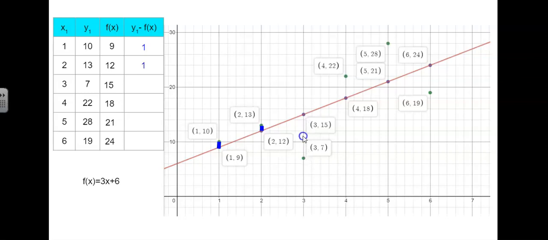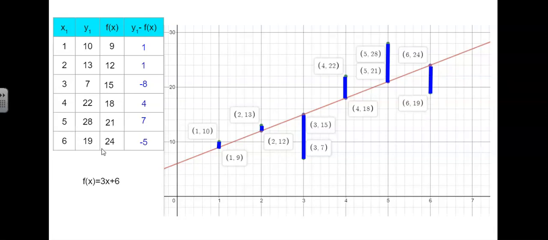My third point is below the line, 8 units. 7 minus 15 is negative 8. Here I'm above the line, 4 units above the line. I'll measure this distance, which is 7 units above the line. And here I am 5 units below the line.